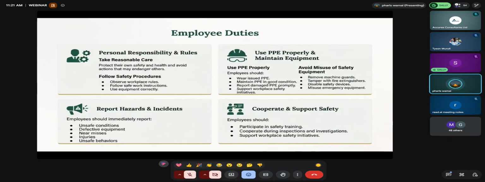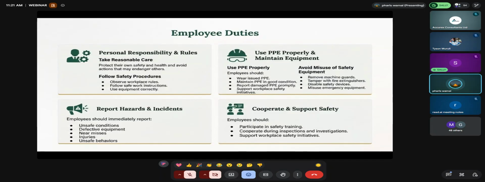So number one is the duty of the employee to take personal responsibility of all rules and regulations under the Occupational Safety and Health Act of 2007. This is done by observing workplace rules, following safe work instructions, and correct use of equipment.